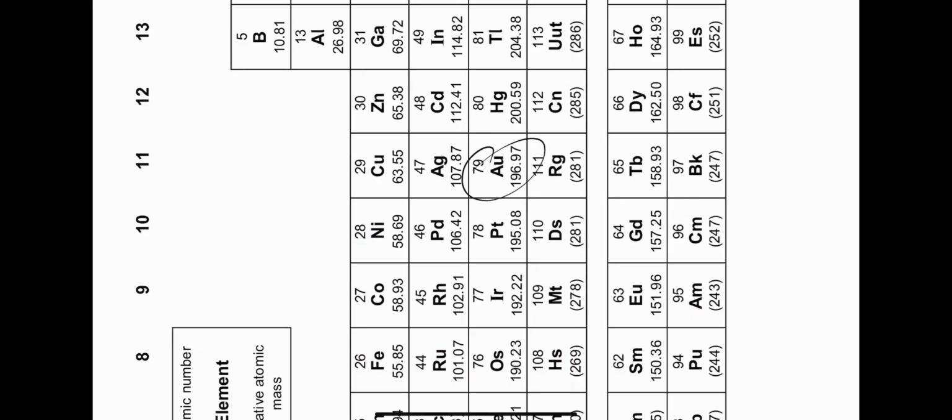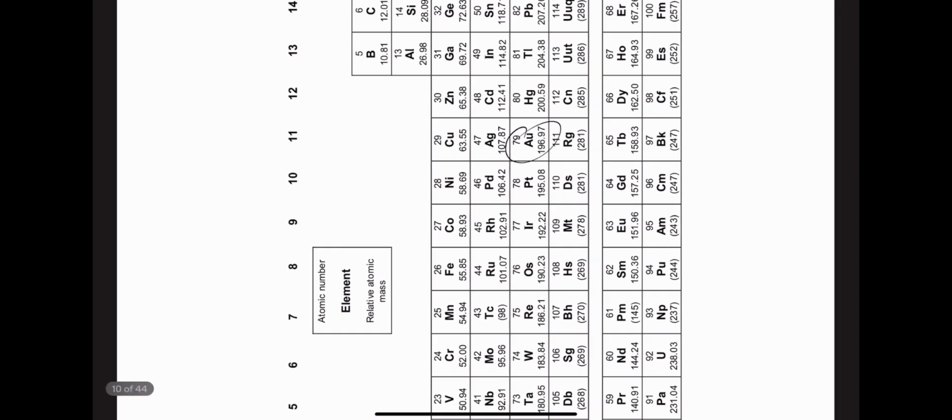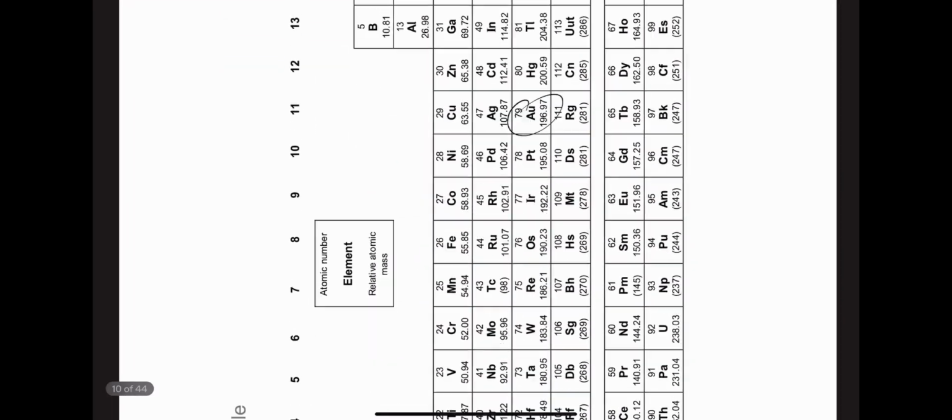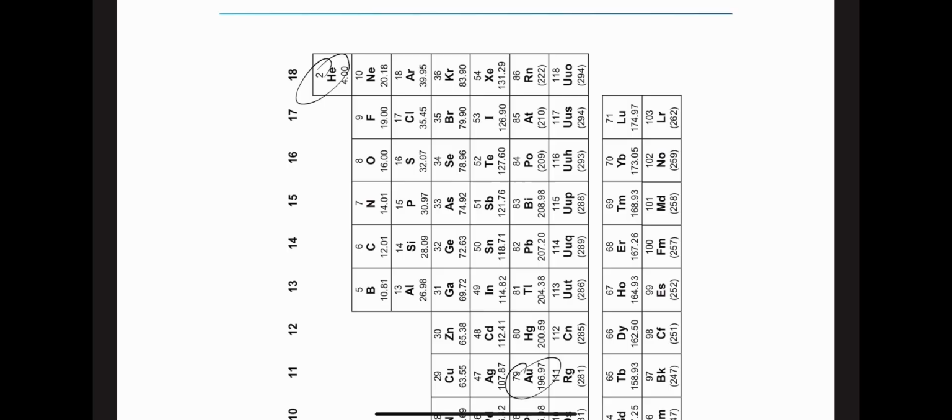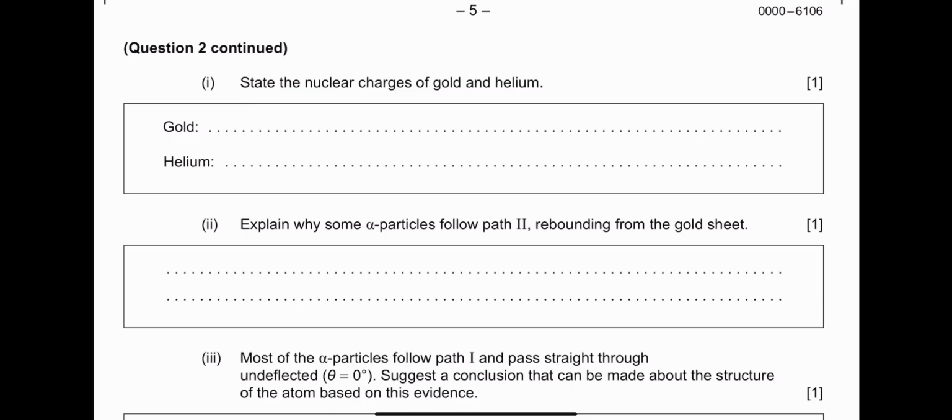So gold, we see here, has atomic number 79. Helium has an atomic number of, where is helium? Should be here, yeah, 2. So when it's asking for nuclear charge, it's basically asking us to write a plus in front of the atomic number. So plus 79, and helium would be plus 2.